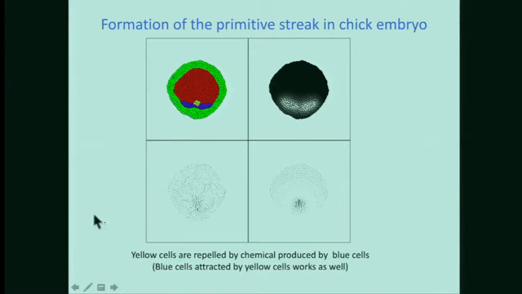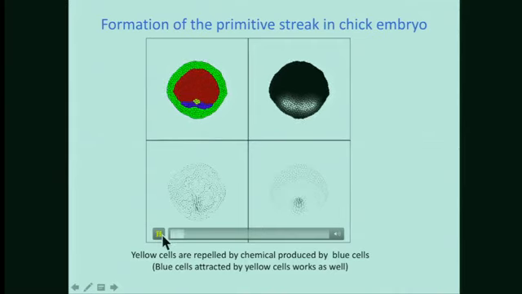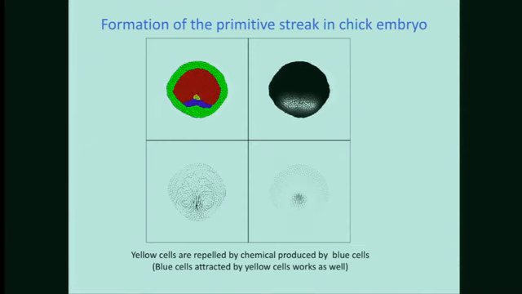This is another mechanism which eventually produces the same. Here, blue cells repel yellow cells. So there is a chemical produced by blue cells. If they repel yellow cells, then the interface between yellow and blue moves toward yellow, and this way we also have formation of the primitive streak in the way it's shown here at least.